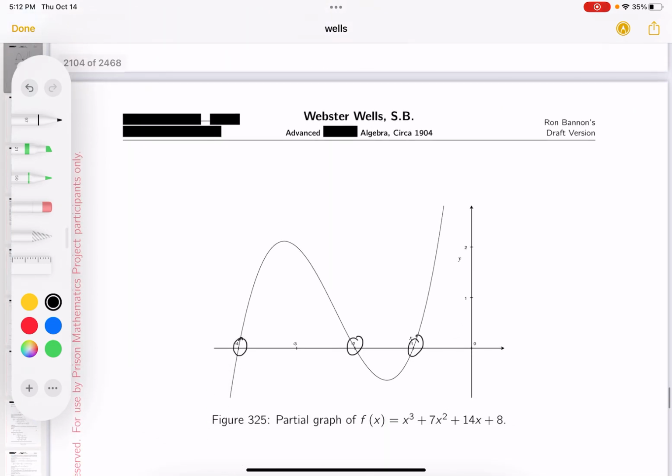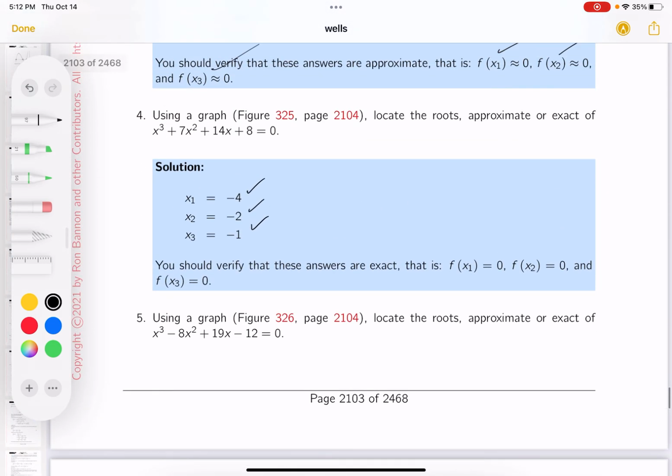I thought -4, -2, and -1 were good answers. They're integers. They're easy to look at. And I verified that the function actually evaluates to 0. What's the function? The function is x cubed plus 7x squared plus 14x plus 8. And I verified each one. And yes, you're allowed to use calculus if you want to.